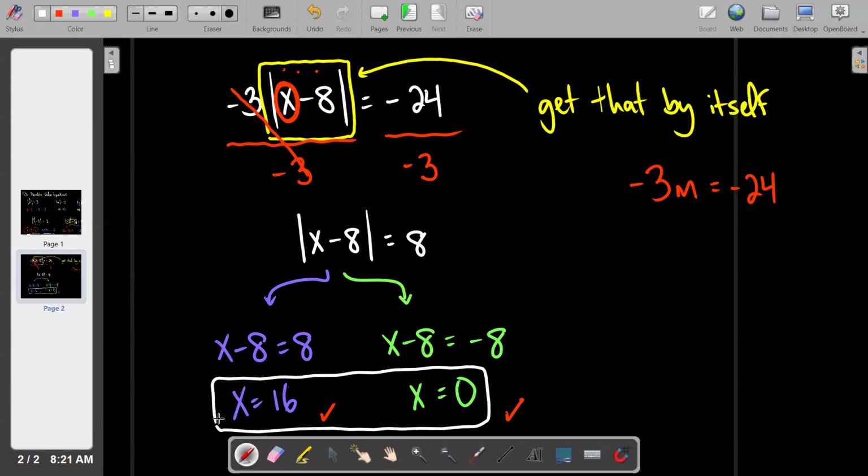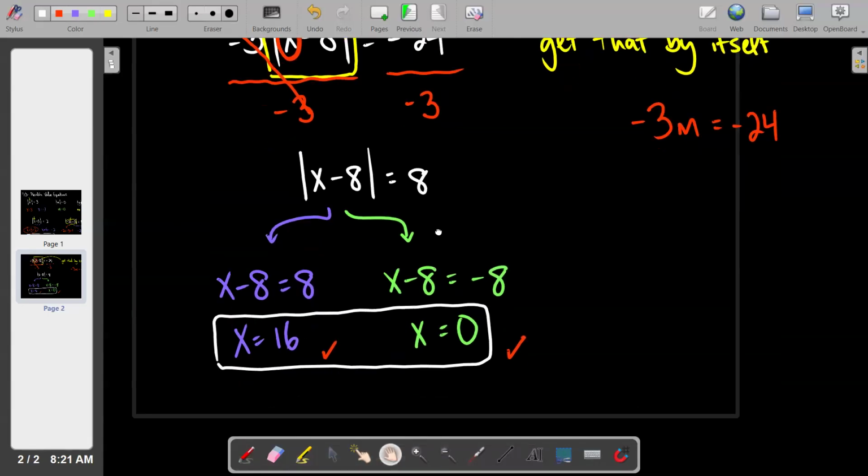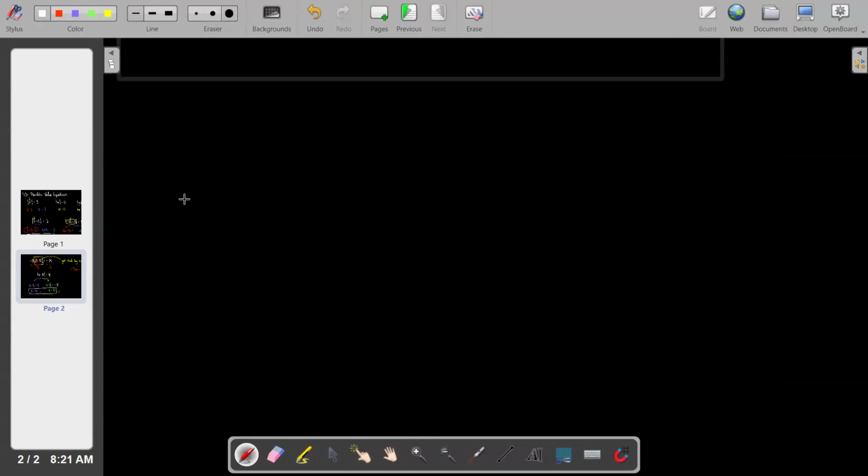All right. Let's step it up one more notch. Let's do negative 2 plus 6 times the absolute value of 2x plus 4 equals 16.